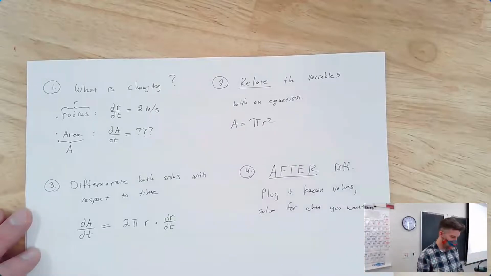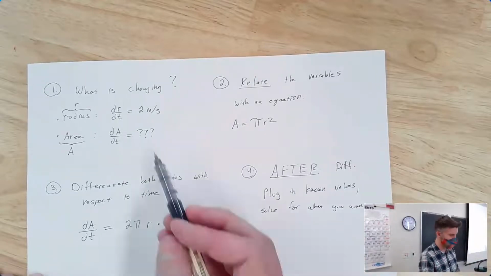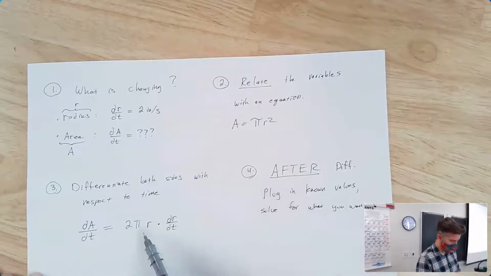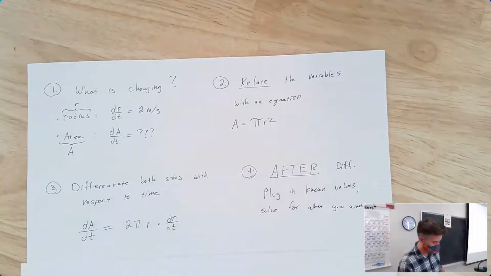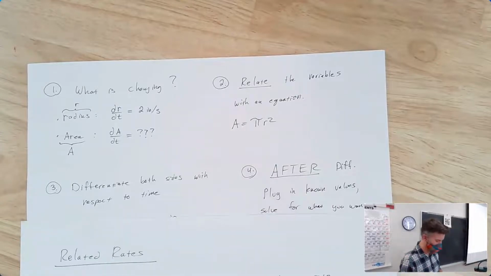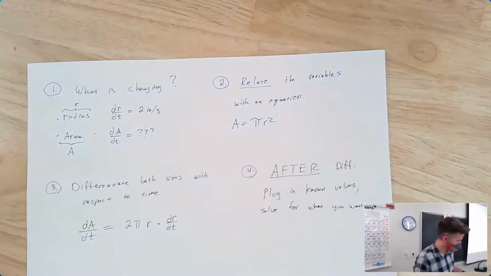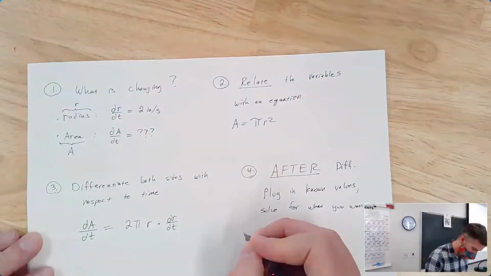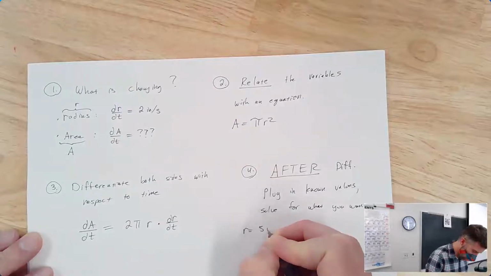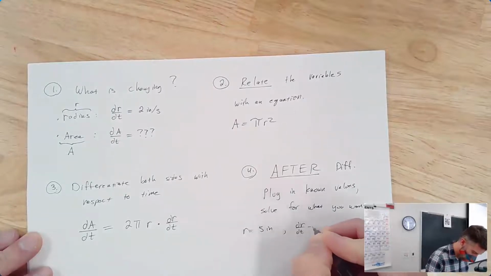So here I'm going to plug in the fact that I know that dr dt is 2 inches per second. And I know that r is 5 inches. I know that's not on this page, but the question, if you recall, said when the circle has a radius of 5 inches, how fast is the area of the circle increasing? So we know that r is 5 inches. dr dt is 2 inches per second.